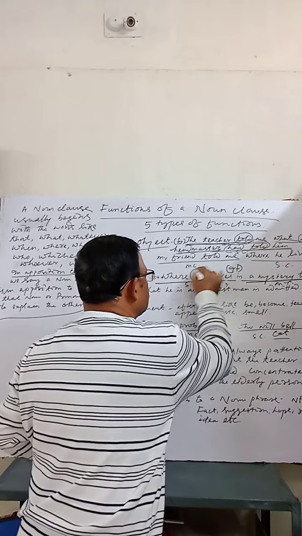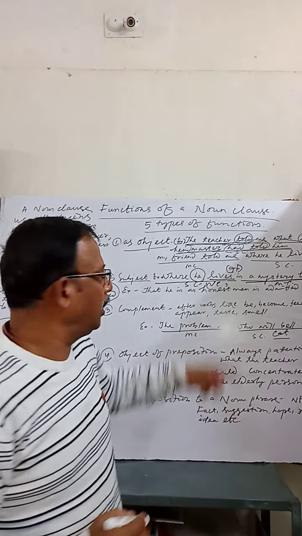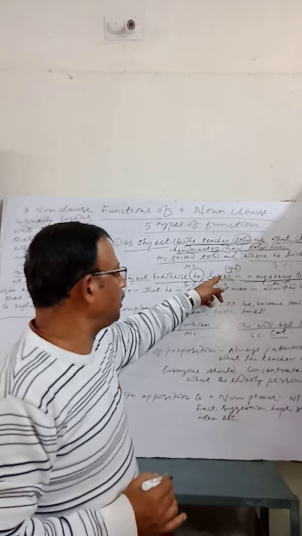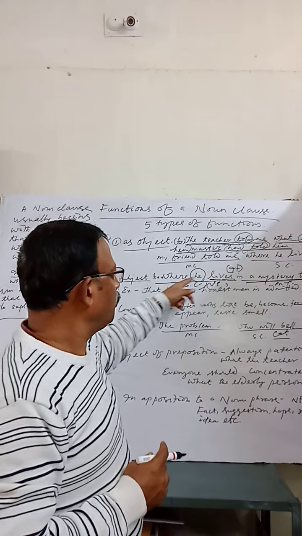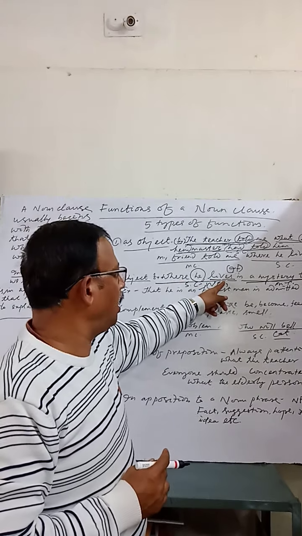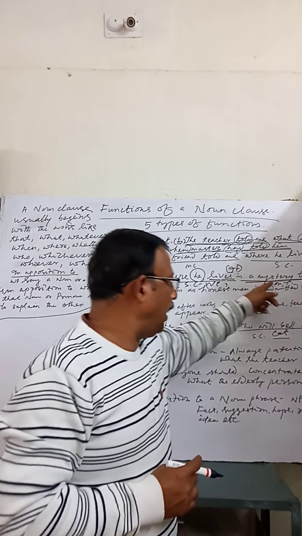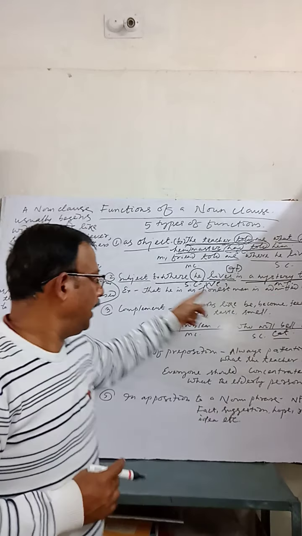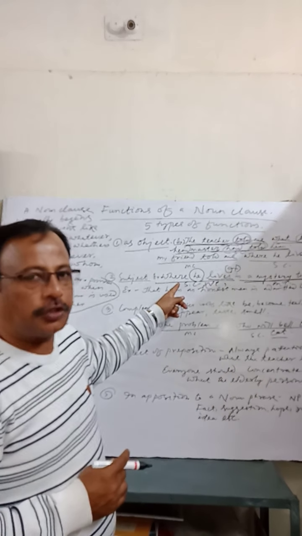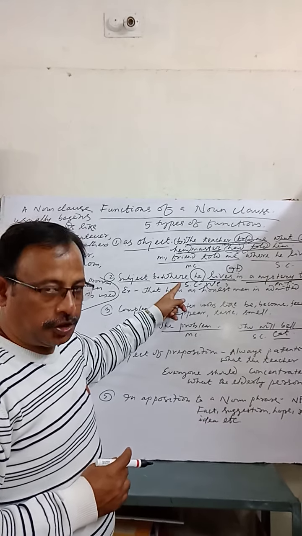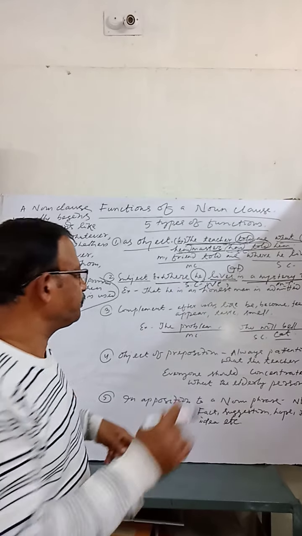So he is the subject here and lives is the verb in the predicate part. So where he lives becomes the noun clause, and is a mystery to us is the main clause. And it comes in the subject position. We say the function is subject here.